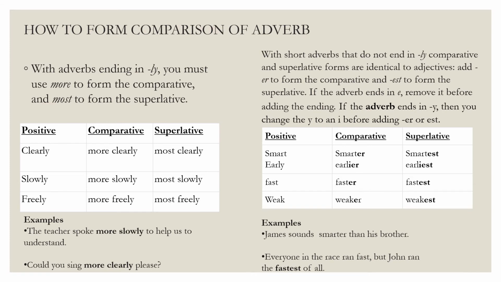All right. So let's see how they are formed in sentences. You see, James sounds smarter than his brother. And then another sentence, everyone in the race ran fast, but John ran the fastest of all. All right, you are comparing John and, okay, another set of people. Okay, now let's move on. I hope you're following.